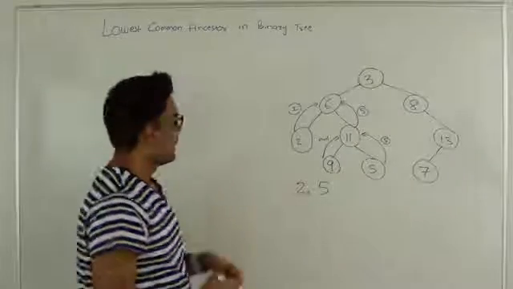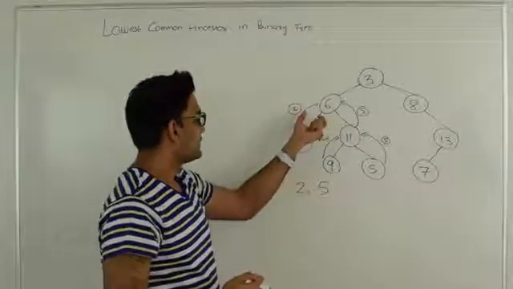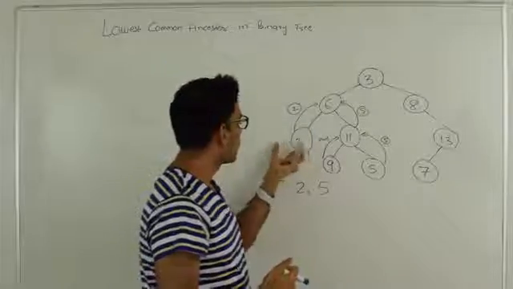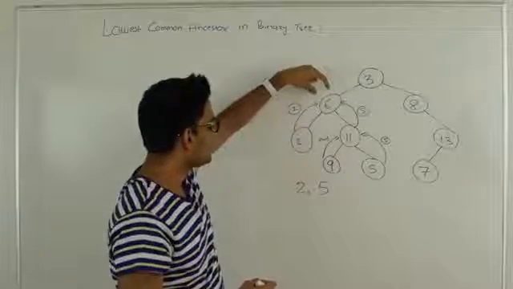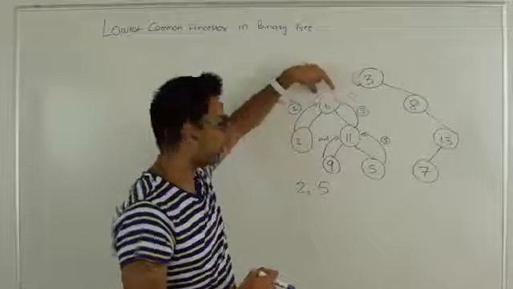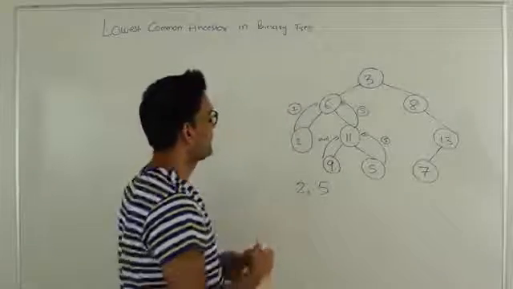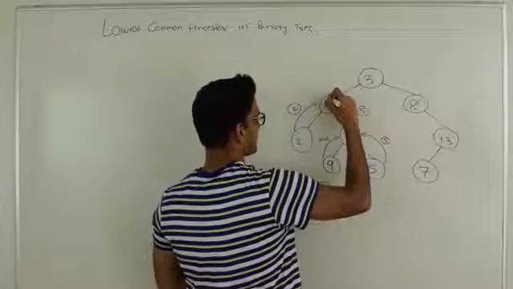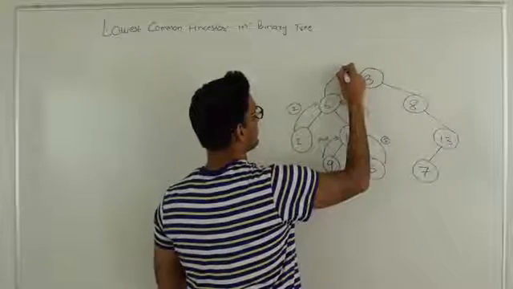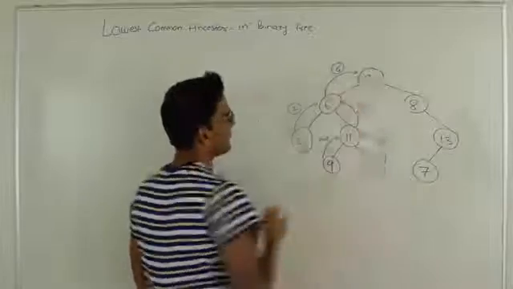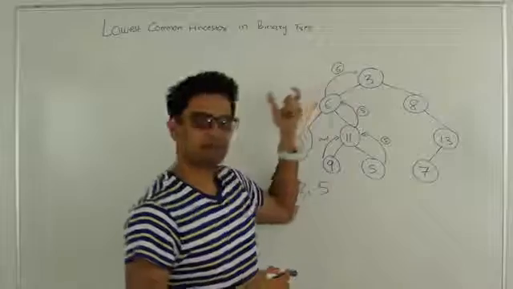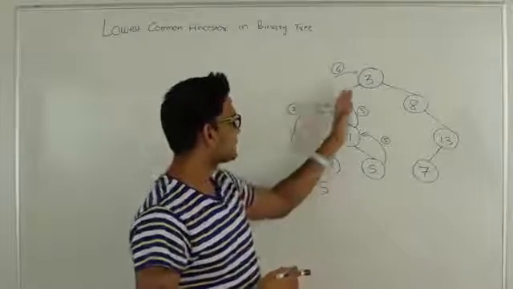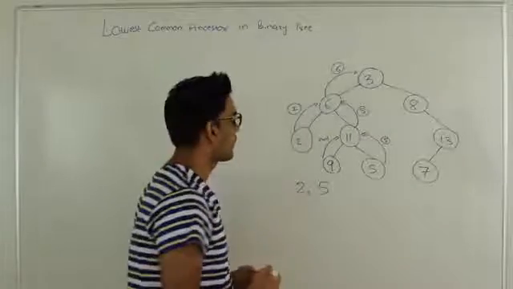So then 6 gets a not null node from the left side and a not null node from the right side, which means that 6 must be the lowest common ancestor of 2 and 5. So then 6 realizes that and it returns itself to its own parent, which is 3. So now 3 gets a 6 from the left side, and now what it's going to do is expand the search on the right side.